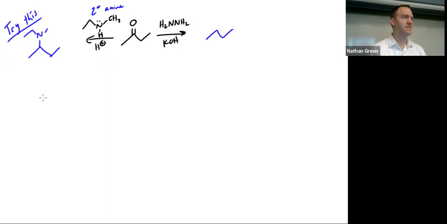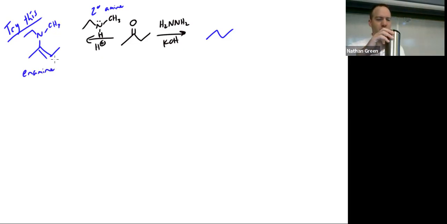Zaitsev. Should I put it here or should I put it there? Why? Zaitsev's rule, right? The more substituted alkene, very good, is formed. So that is going to be the preferential enamine that I would make. See, it's not so bad. You guys are smarties.